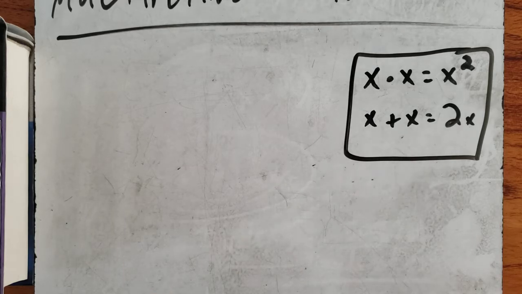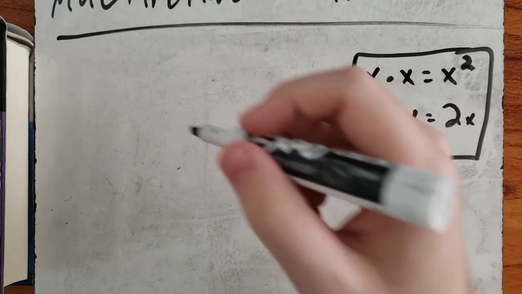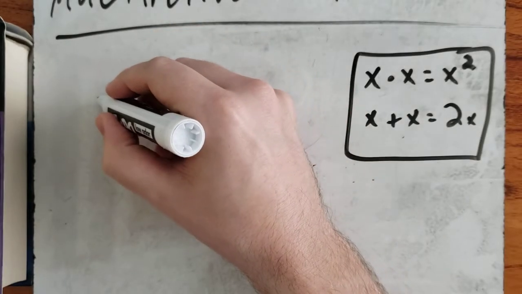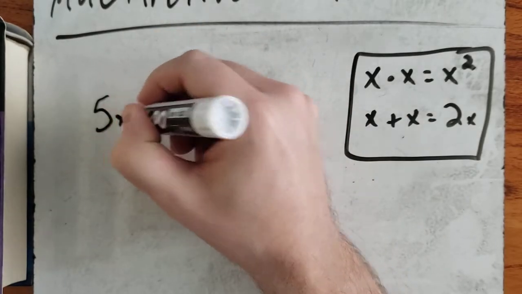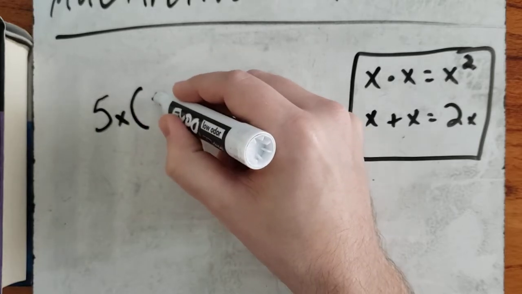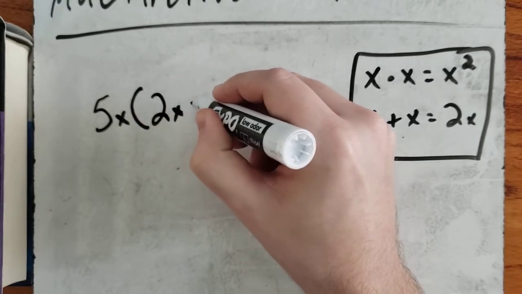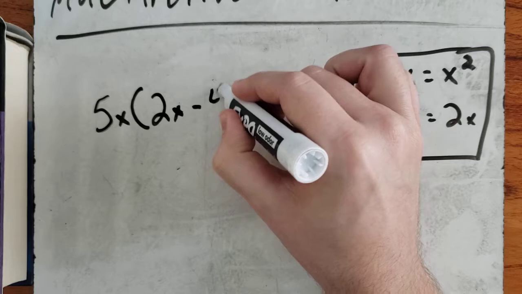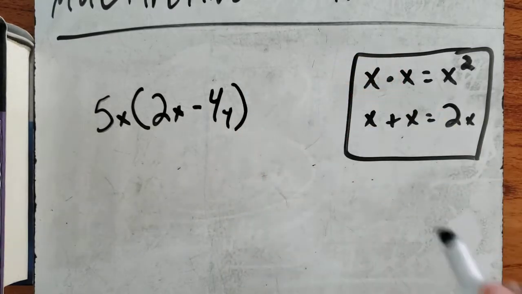All right. So now let's add another element in there. Let's do 5x times 2x minus 4y. Okay, so now we're going to add different letters in there, okay?